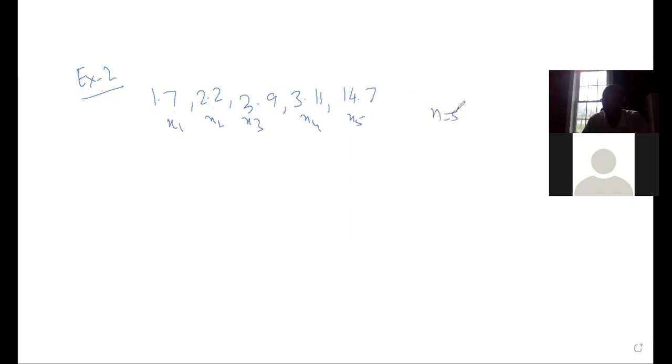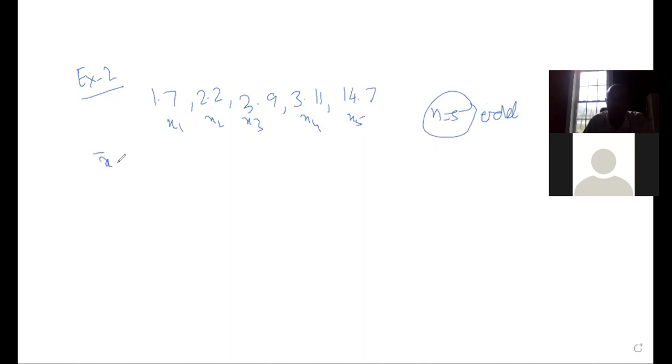So let me go for, suppose blue line this time. Okay. So my another example is example 2. So 1.7, 2.2, 3.9, 3.11, 14.7. So we have, you can see over here, x1, x2, x3, x4, and x5, five data. That means my n is equal to 5. N equal to 5, that means it is an odd number. So last time I had an even number, this time I have an odd number.